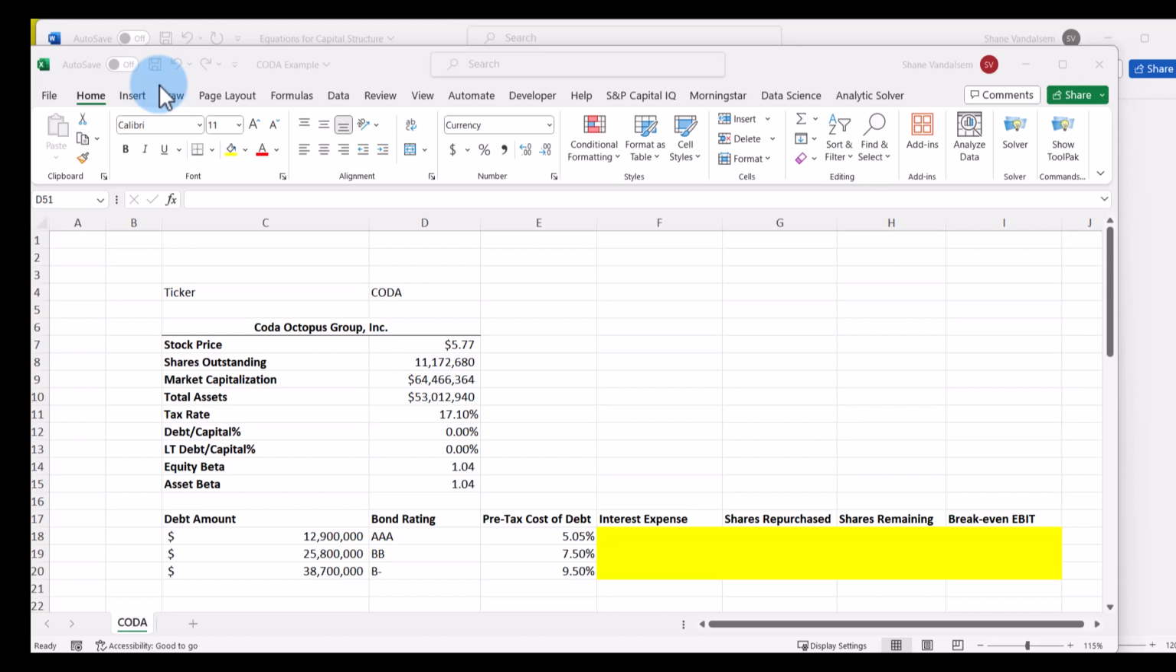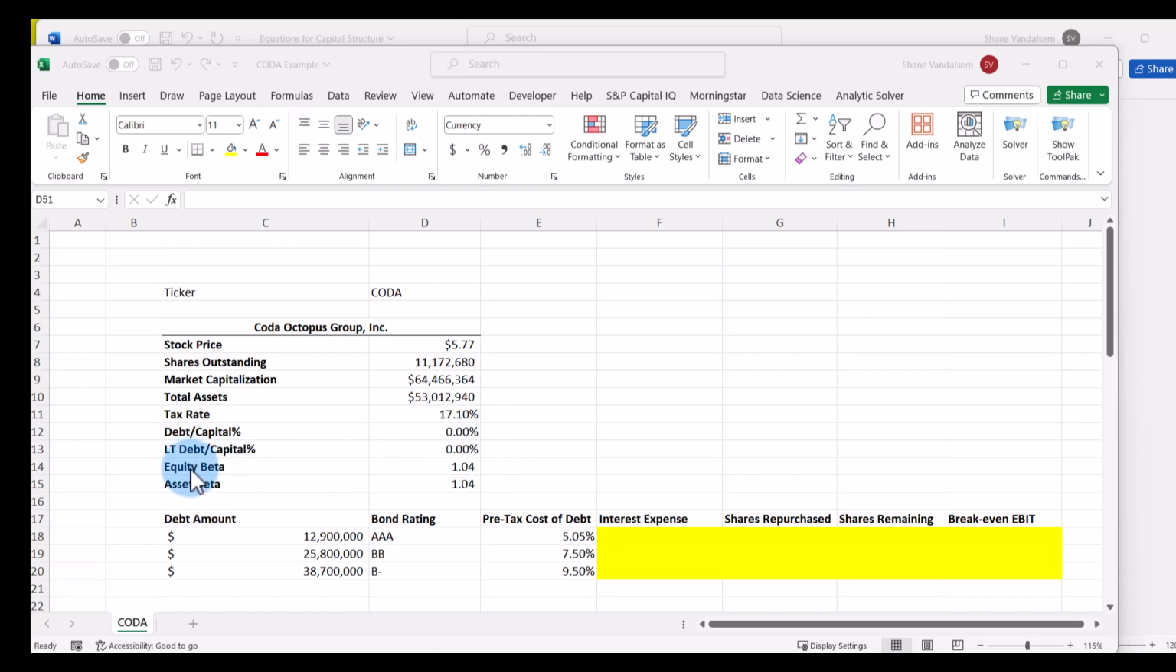And currently, the company has a stock price of $5.77 per share. They have shares outstanding of 11,172,680. Their market capitalization is approximately $64.5 million. They have total assets of about $53 million. The tax rate for the firm is currently 17.10%. They don't have any debt outstanding, so their debt to capital, their long-term debt to capital values are both zero.